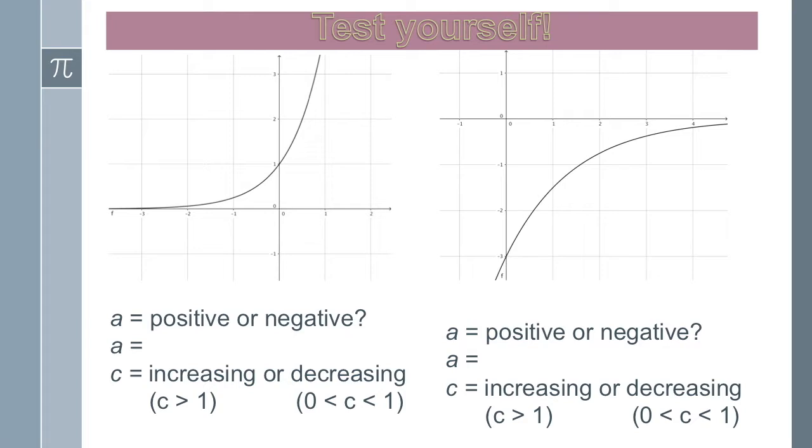So how about you test yourself? Here are two graphs. And based on the slide before that can help you, can you tell me if a is positive or negative, what exactly a is by looking at where it crosses the y-axis? And can you tell me if c is either increasing, so c greater than 1, or decreasing, between 0 and 1?